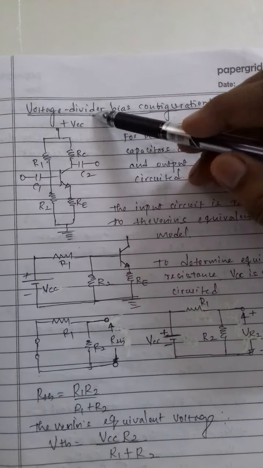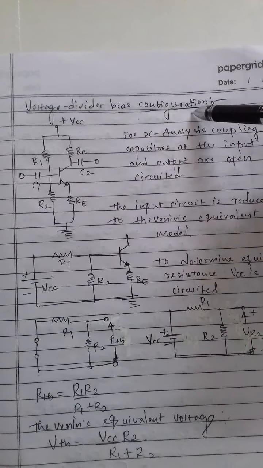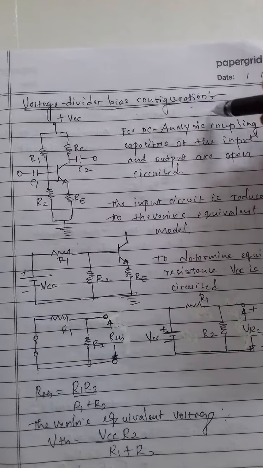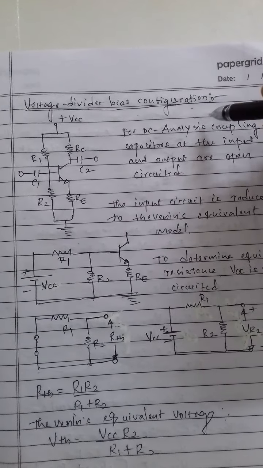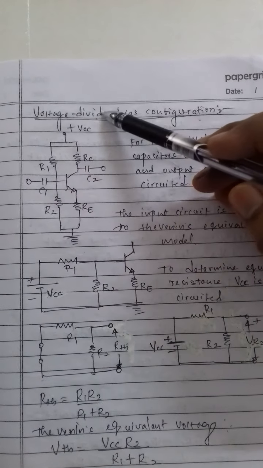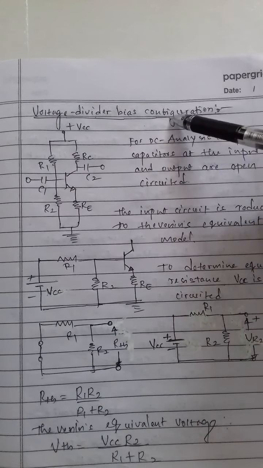This is one of the configurations which is most commonly used for the application of the transistor as an amplifier. Why is it a voltage divider bias configuration?